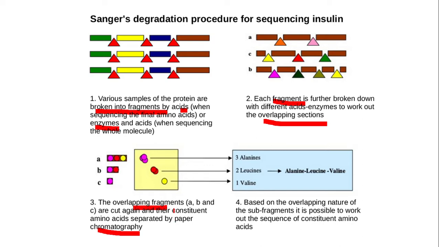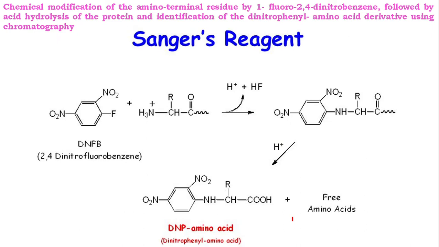In chromatography, based on the speed of movement, based on the solute front, based on a value called the Rf value, we can identify amino acids. And using the overlapping nature, the complete sequence of amino acids is reconstructed on paper. That is how we are doing it theoretically. And how did Sanger identify the N-terminal amino acid?